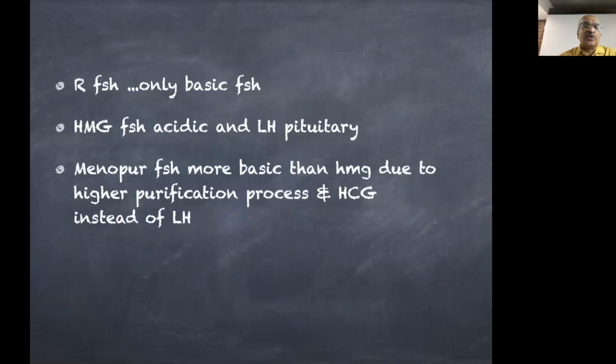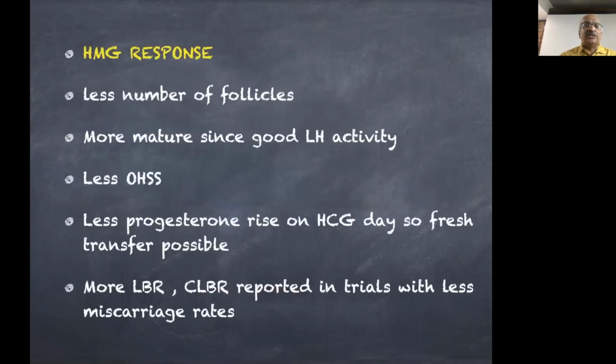So when it is rFSH, it's only a basic recombinant FSH. HMG will have acidic FSH, and there will be an LH of pituitary origin. While in Menopur, which is HMG-HP, FSH is more basic compared to a routine HMG, due to the higher purification process, and HCG, which is a more potent LH activity, is there with it.